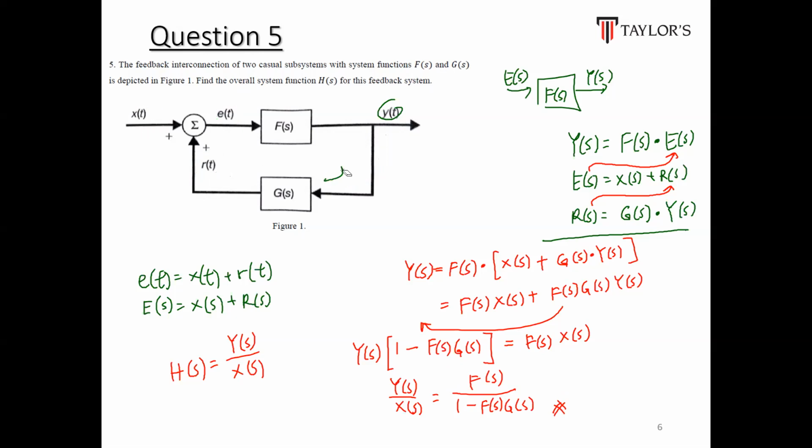Right? It's a bit different from the one that you see in the lecture notes. The reason is that the one in the lecture notes has a negative sign here. Now this is a positive sign. If it's a negative sign, you will get Et equals Xt minus Rt, and later on you will find out that your final answer is 1 plus Fs Gs. Now this is a positive sign, so your final answer is 1 minus Fs Gs.